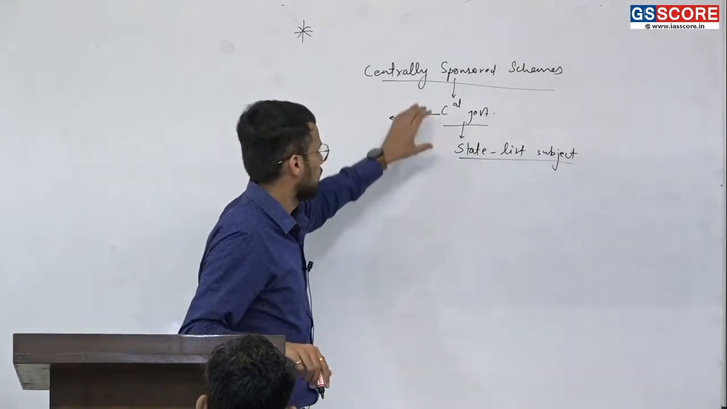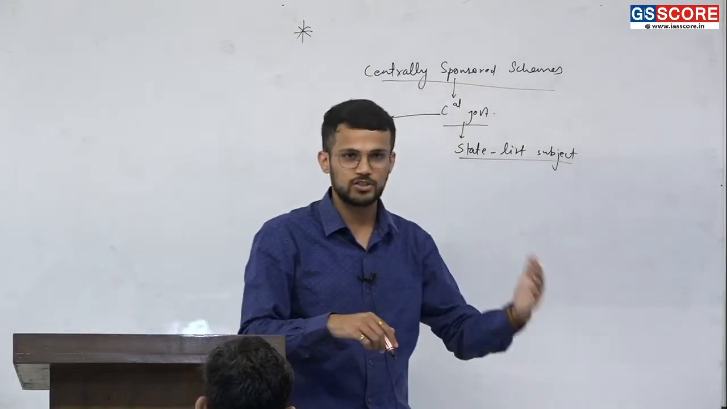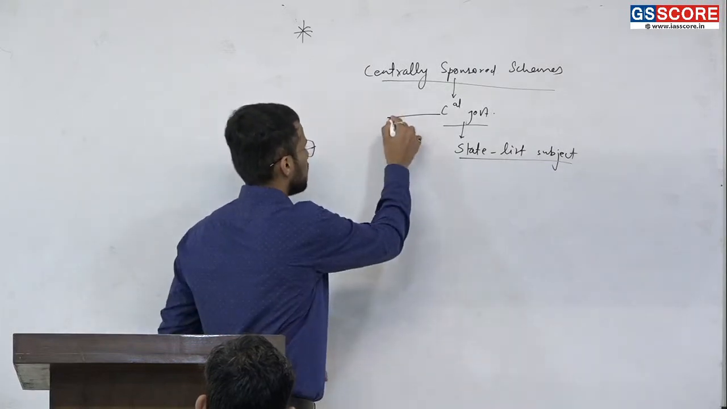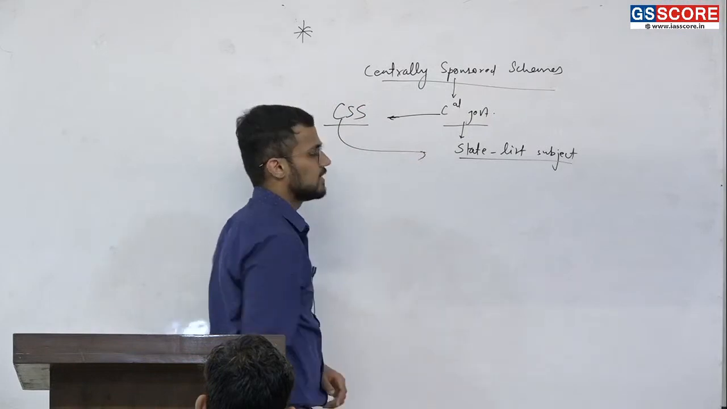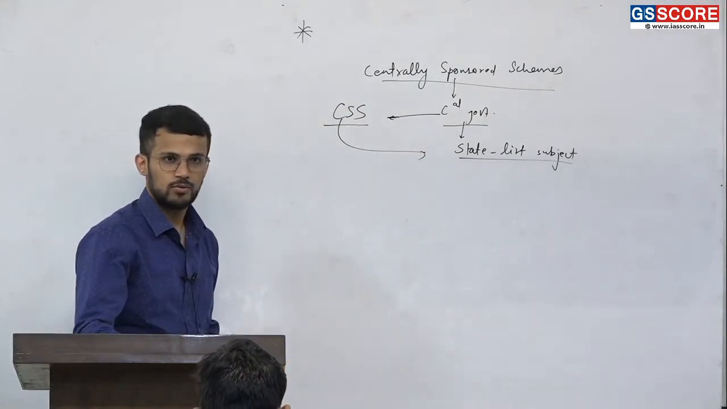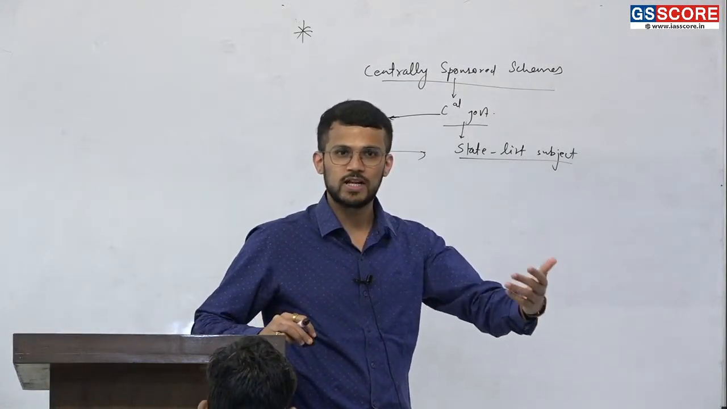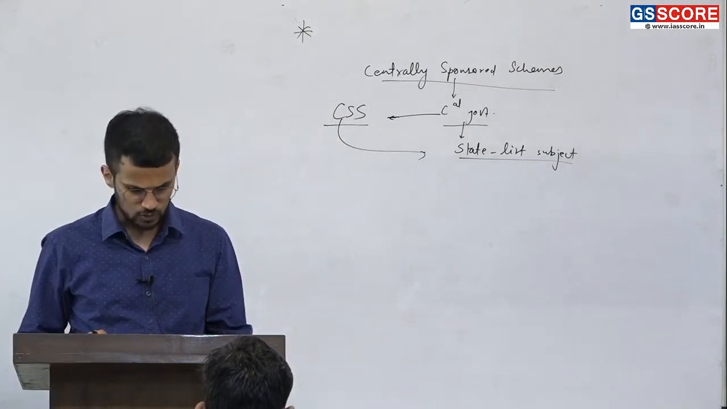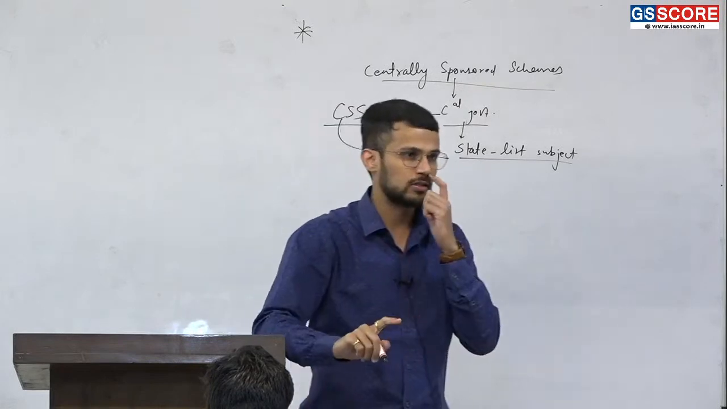And that's why, in order to fulfill those international obligations, central government starts centrally sponsored schemes on state list subjects. Fine. And then there is a funding mechanism, 60-40, 75-25, 90-10, etc. Fine. Next. So, Project Elephant is a centrally sponsored scheme.